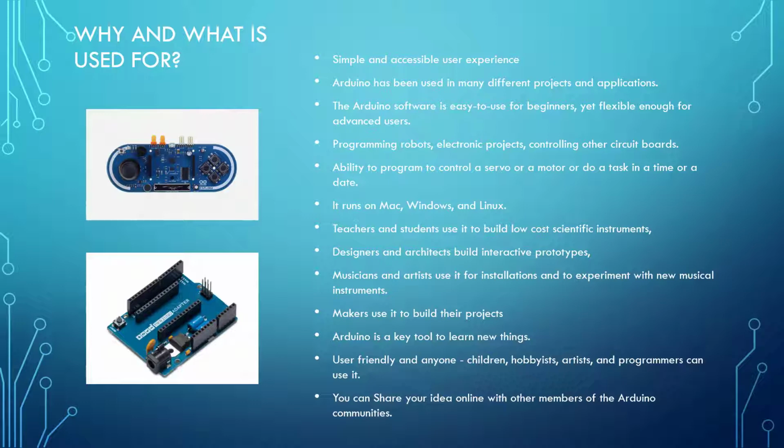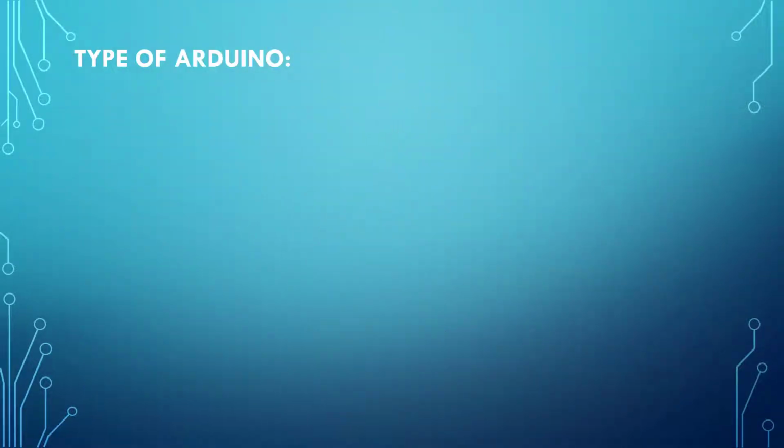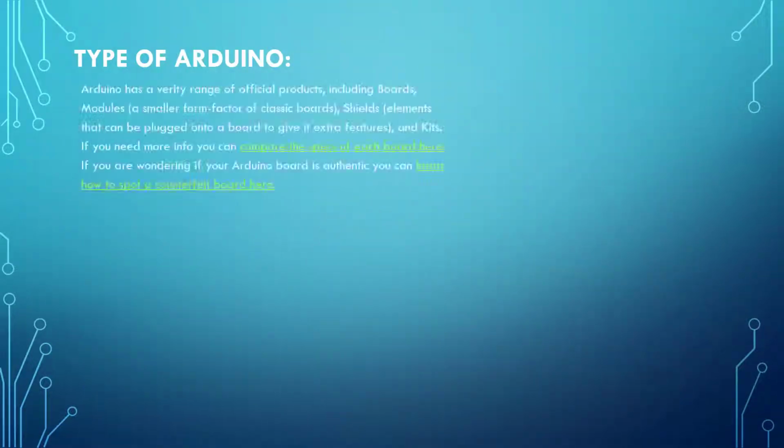So what types of Arduino boards do we have? We have different types of Arduinos. We categorize these Arduino products by the Arduino website. Arduino comes with different boards, shields, sensors, and other boards.